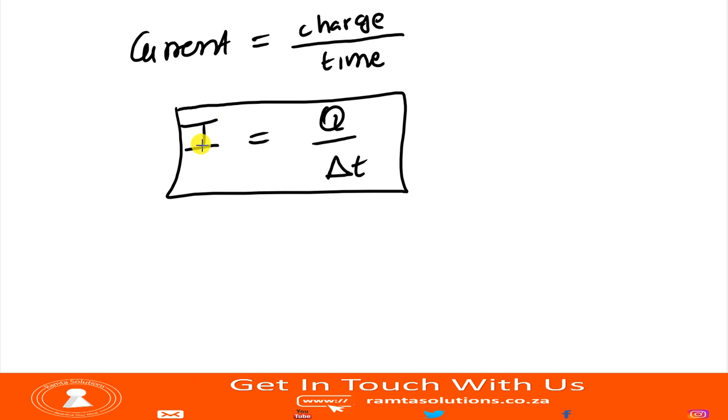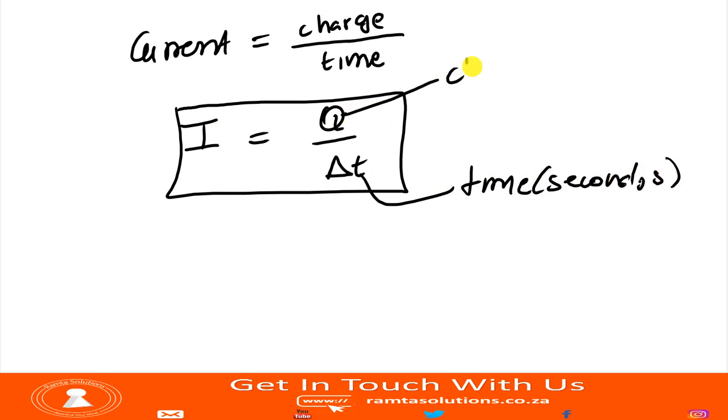We have said that the units of current are amperes, the unit of charge is coulomb, and the unit of time is second. So this is time in seconds, and of course this is charge in coulomb C. And of course this is current in ampere. So this is the formula that we are getting from the definition.